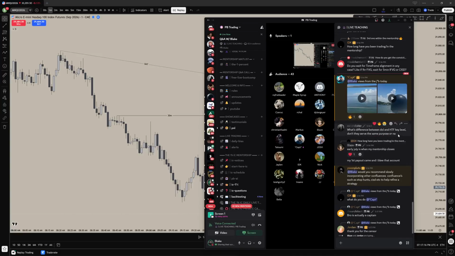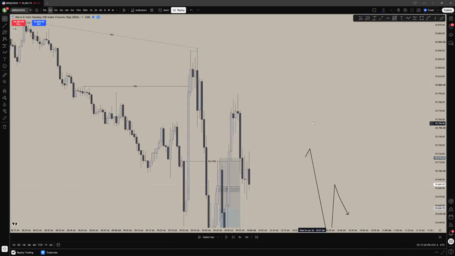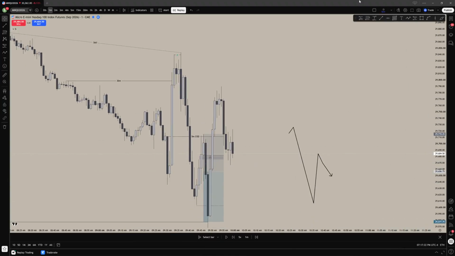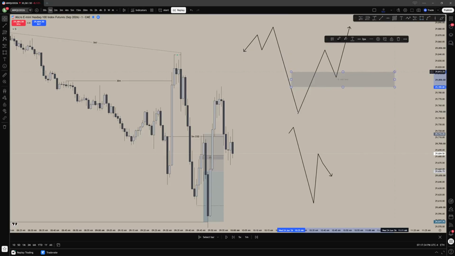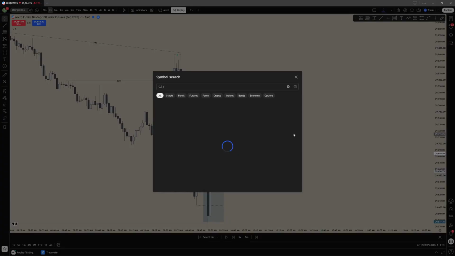What's the difference between draw on liquidity and higher time frame key level? Draw on liquidity is your targets. Higher time frame key level is where the market's bouncing off. So you have a key level, and then your targets would be draws on liquidity like here, versus your key levels, which would be gaps like here. But I mean, an unfilled gap can also be a key level, or also be a draw on liquidity. Right.